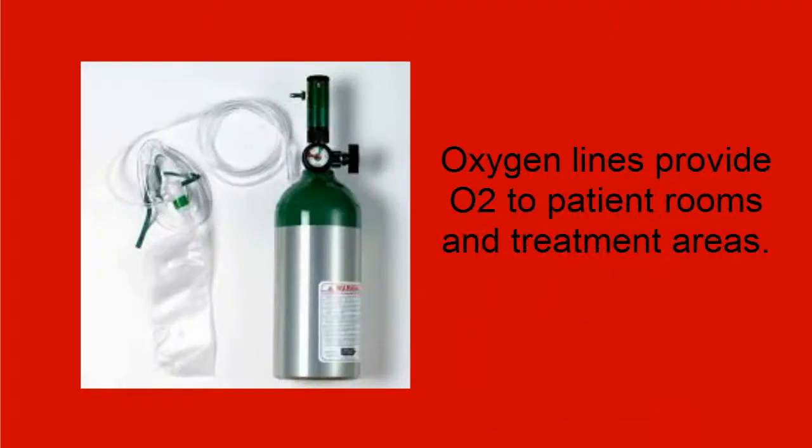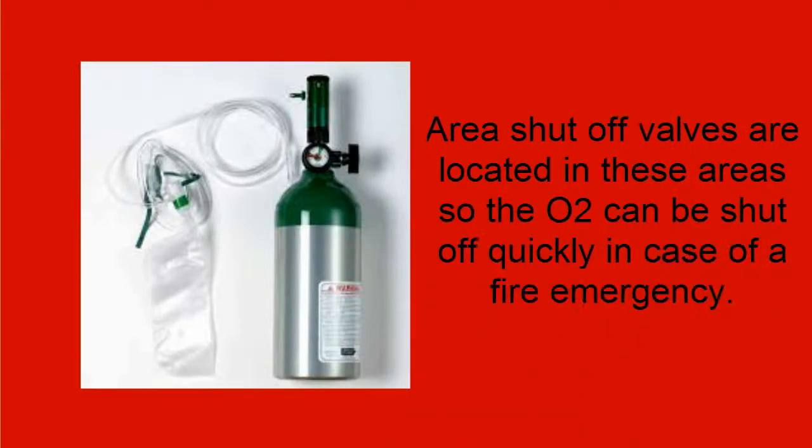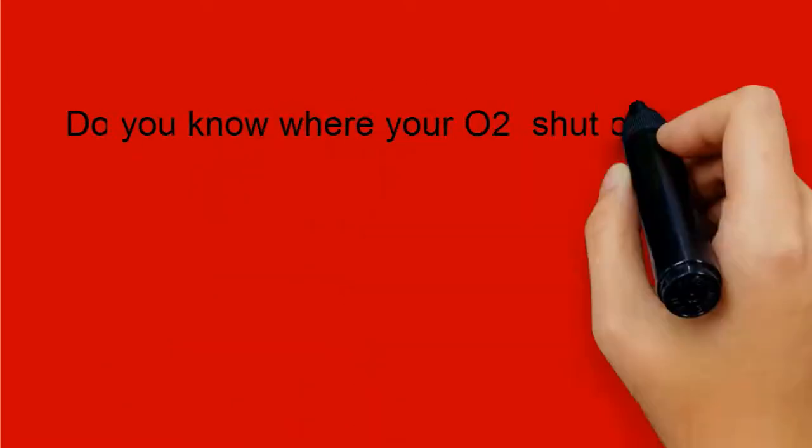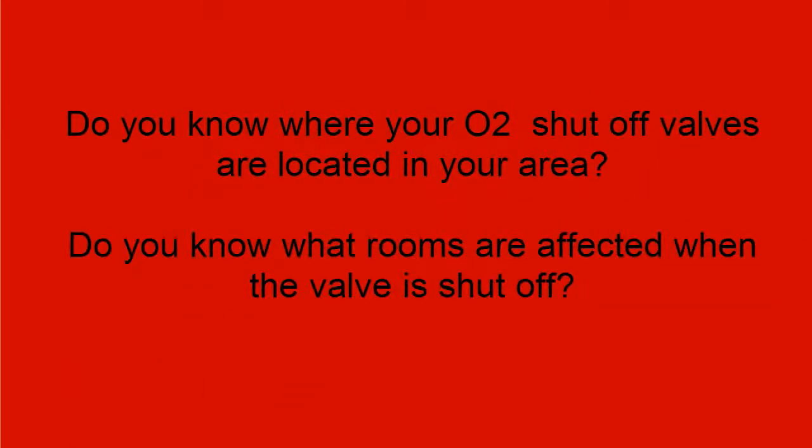Oxygen lines provide O2 to patients' rooms and treatment areas. Area shutoff valves are located in these areas so the O2 can be shut off quickly in case of a fire emergency. Do you know where your O2 shutoff valves are located in your area? Do you know what rooms are affected when the valve is shut off?